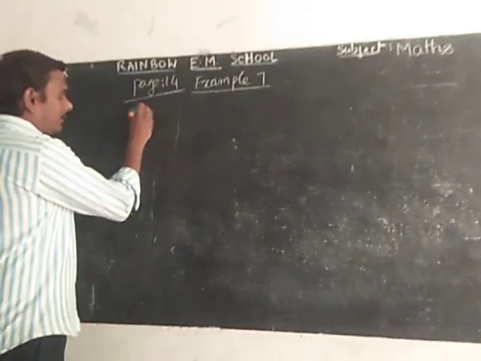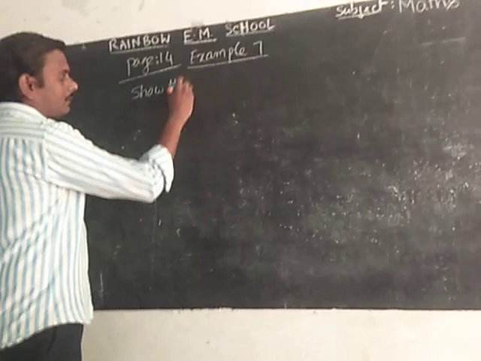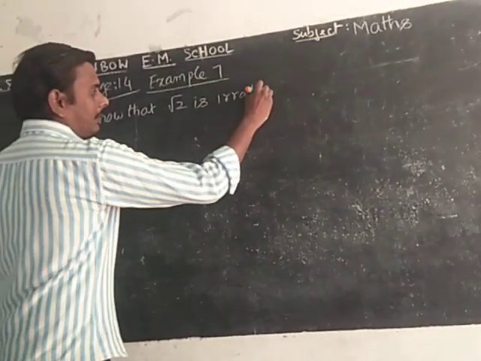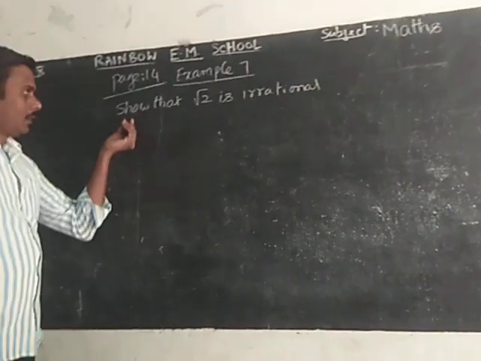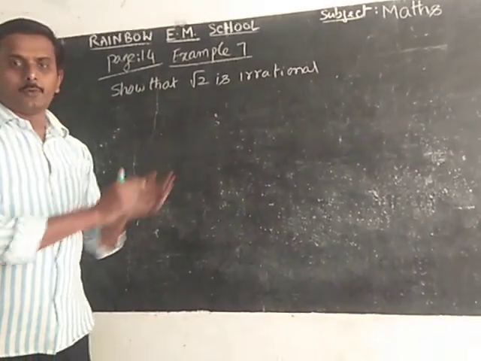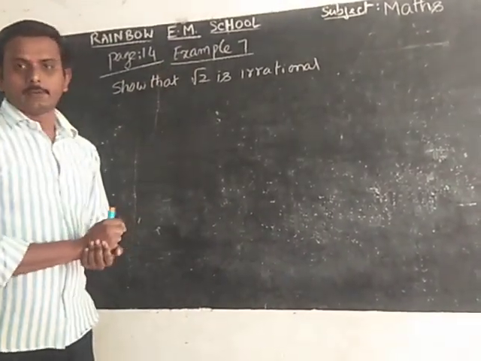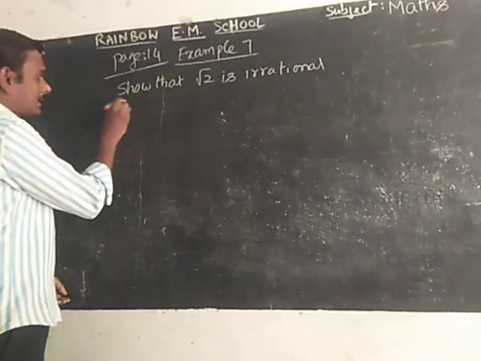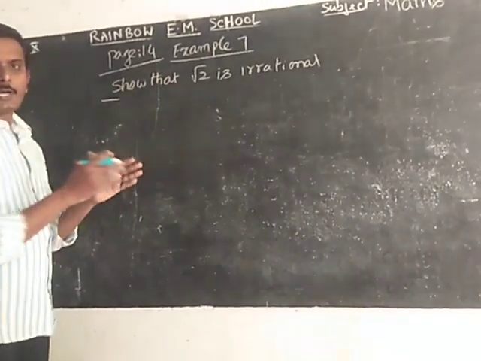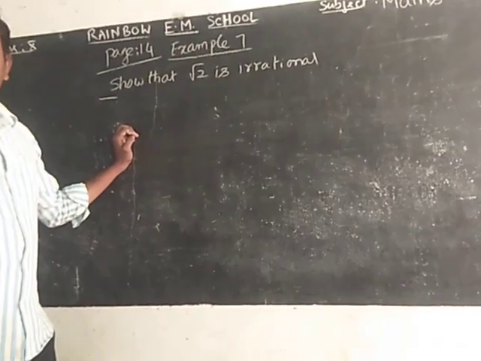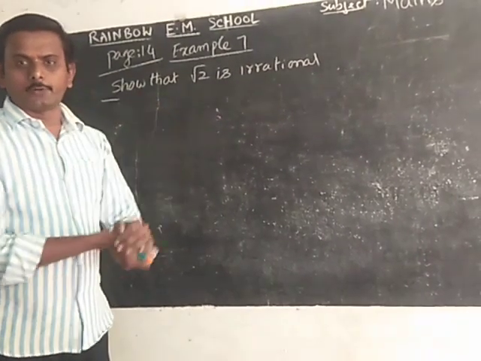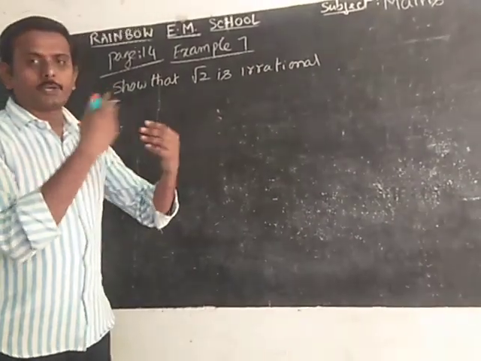Now, what is the question? Show that root 2 is irrational. We want to prove that. This is the only question given to you. We have to prove this is irrational. First, start with the assumption. We have to follow the proof by contradiction method. That means we have to prove here an irrational number, so the opposite we have to take first. The opposite of irrational number is rational.